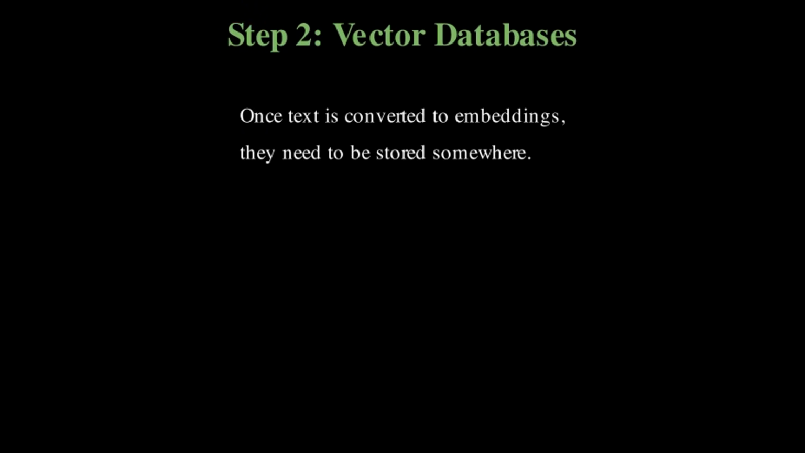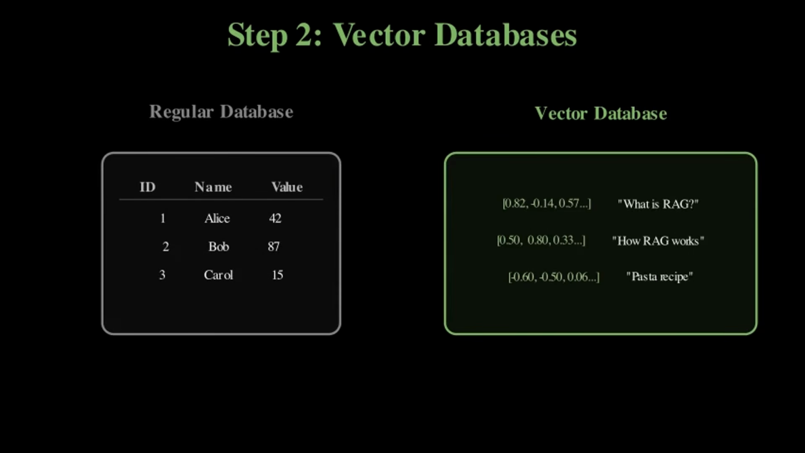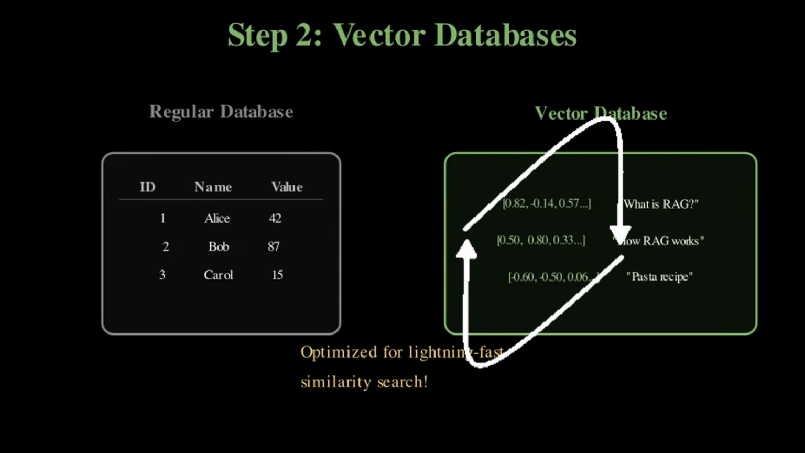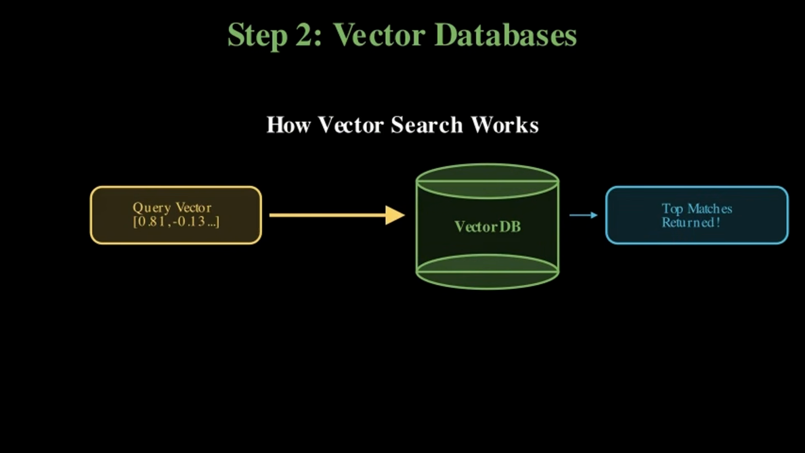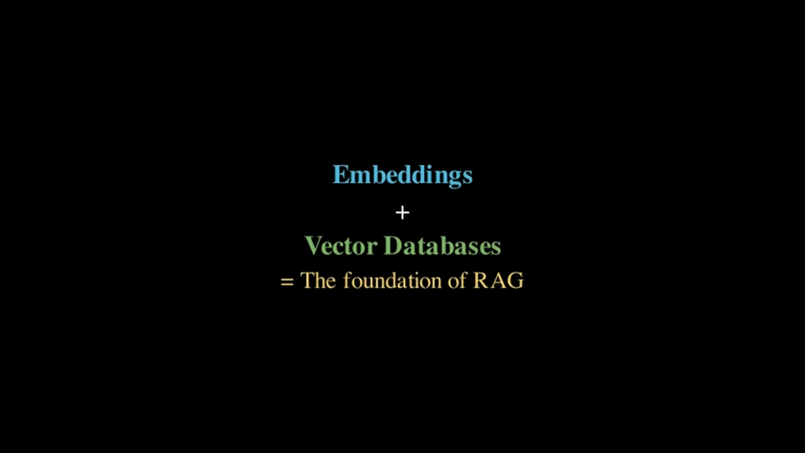Next up are vector databases. Once your text is successfully converted into embeddings, they need to be stored somewhere. That's where a vector database comes in. Think of it like a regular database, except instead of storing rows and columns of data, it stores vectors. These specialized databases are specifically optimized to search through those vectors really quickly. These vector databases are a pretty big deal in the RAG world.